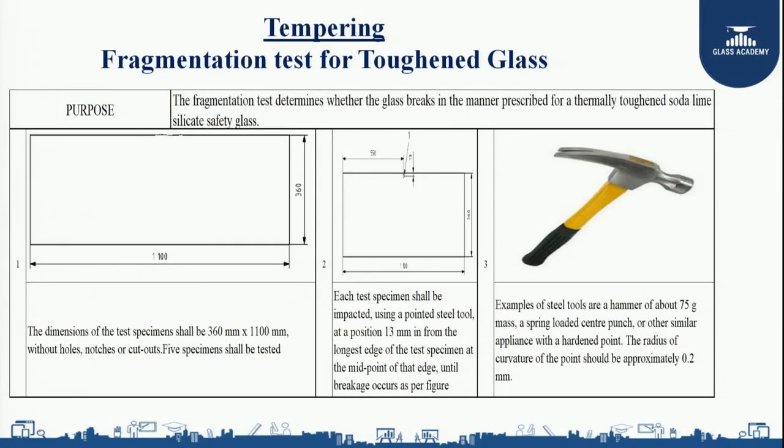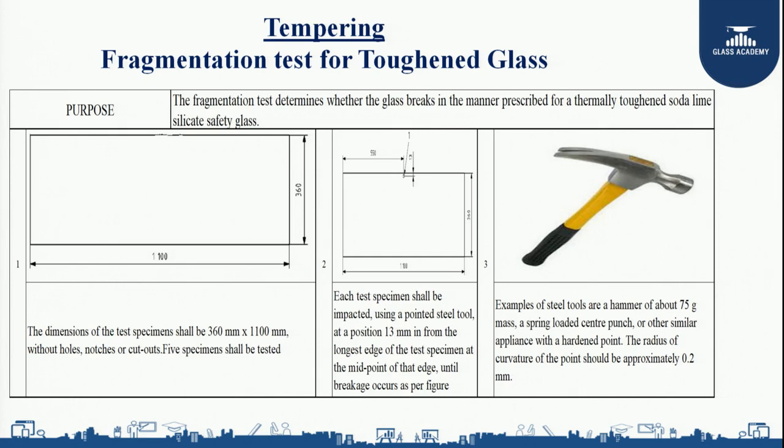Now let us understand the toughened glass procedure. The purpose is that when I break the glass, it should break in a manner so that I get small granule-like fragments. The SOP for this is: first, I take a specimen of 360 by 1100 mm without any holes, cutouts or notches. You can see in the figure my dimension is 1100 by 360. Second step: for each specimen, I need to take 5 samples to ensure my fragmentation toughened quality.